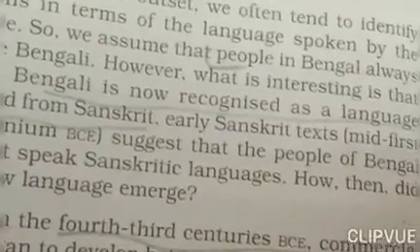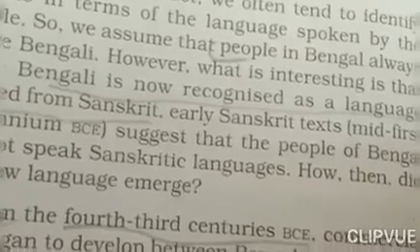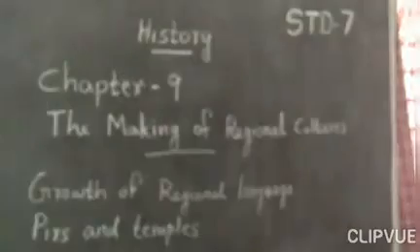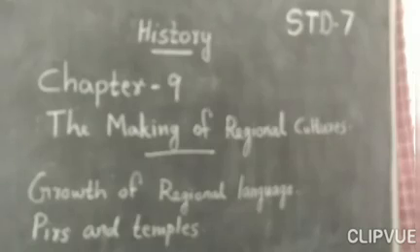Early Sanskrit text suggests that people of Bengal did not speak a Sanskritic language. How then did a new language emerge? That text says that the early people of Bengal did not speak a Sanskritic language, but the early main language is Bengali. From the 4th to 3rd century BC, commercial ties began to develop between Bengal and Magadha, that is, south Bihar, which may have led to the growing influence of Sanskrit.